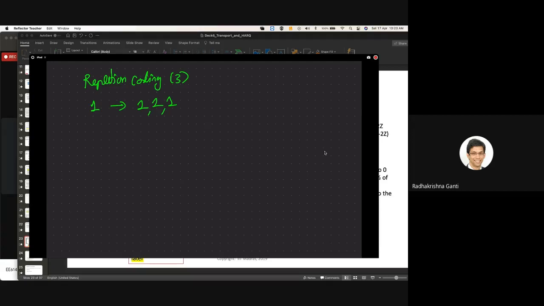You see, some of these bits can get flipped. Maybe you got 1 1 0. This is your error control code. What do you decode this as? You'll decode this as 1, sir, because the majority of times you got 1. Similarly, 0 you also transmit 3 times. If you get 0 0 1, you will decode it as 0. But on the other hand, if you get 0 1 1, you decode it as 1, which is an error. This is called repetition coding.